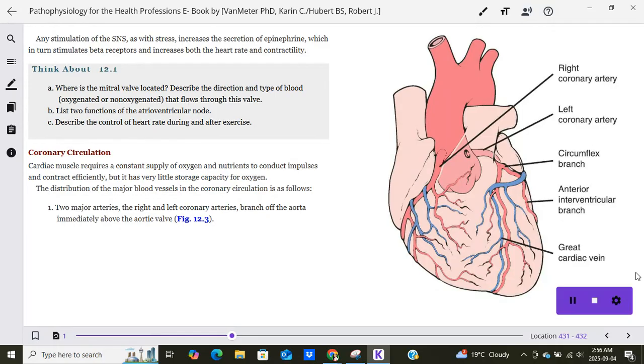Coronary circulation. Cardiac muscle requires a constant supply of oxygen and nutrients to conduct impulses and contract efficiently, but it has very little storage capacity for oxygen. The distribution of the major blood vessels in the coronary circulation is as follows: 1. Two major arteries, the right and left coronary arteries, branch off the aorta immediately above the aortic valve, Fig 12.3.